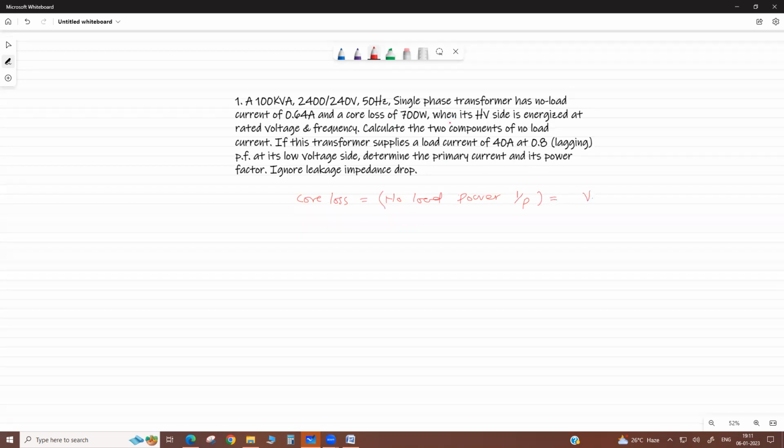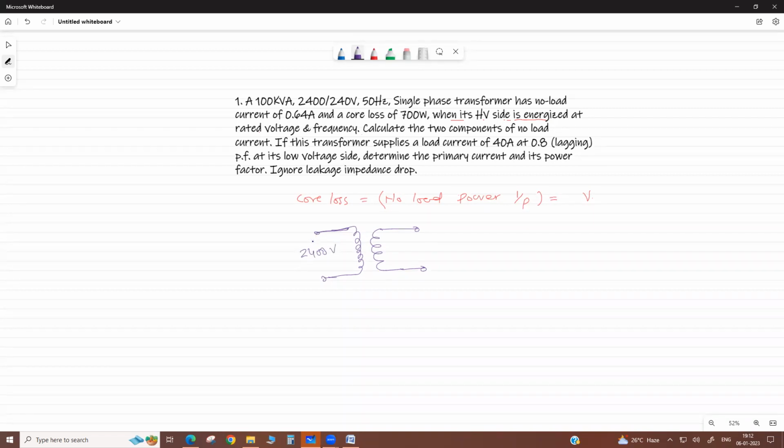Now we say that the HV side is energized at rated voltage and frequency. My dear, this is the condition for the no load test. What is the condition for the no load test? We keep the secondary open. It depends, we can perform it on the LV side also, the low voltage side. But generally, for a correct value of loss, we conduct it on the HV side. If you do not have it available, it depends on your voltage source. If you have high voltage, then you can apply. So here we apply 2400 volt.